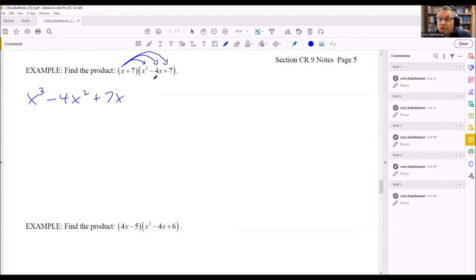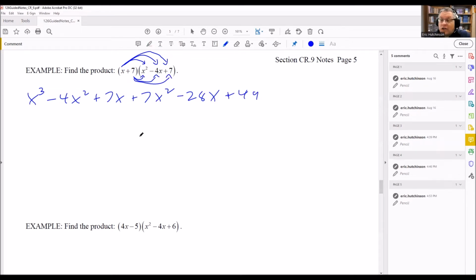Now let's do the inner terms. We're going to do 7 times everything inside the parentheses. So we do 7 times x squared is going to give you 7x squared. And then we're going to do 7 times negative 4x is negative 28x. And then we're going to do 7 times 7 is positive 49. So we've multiplied everything like that, and we have 6 terms here.